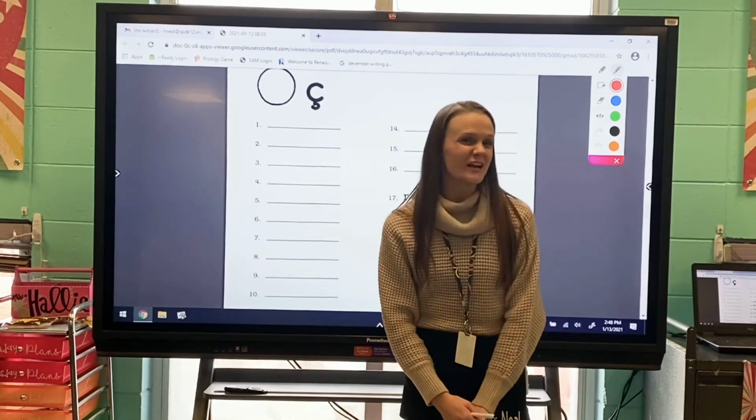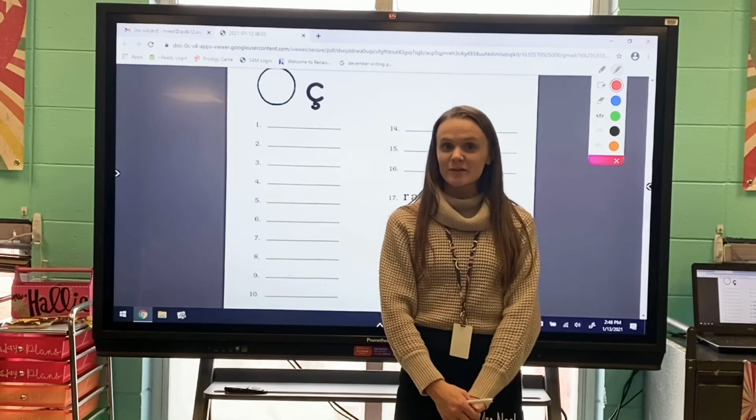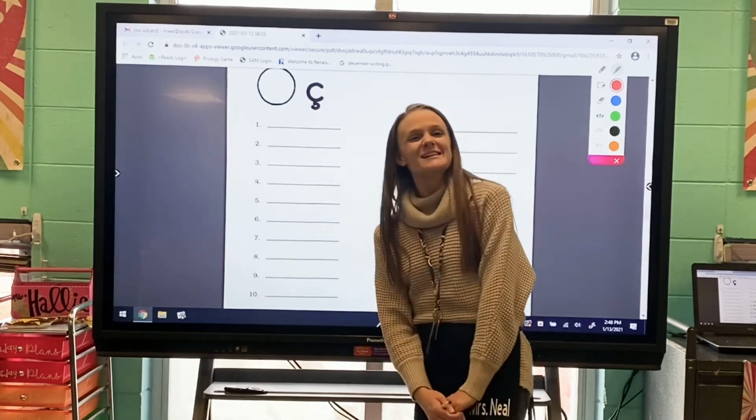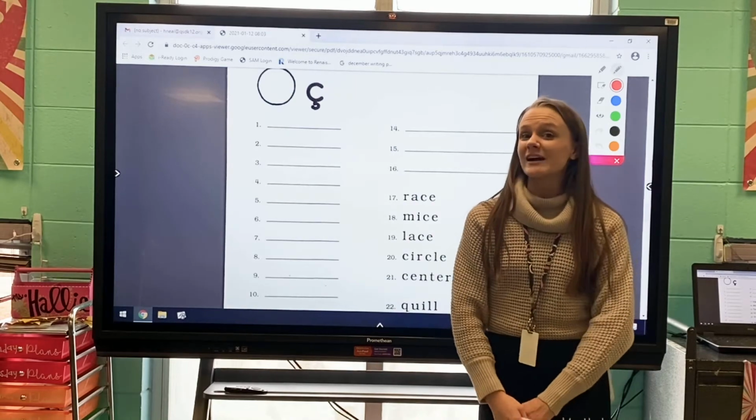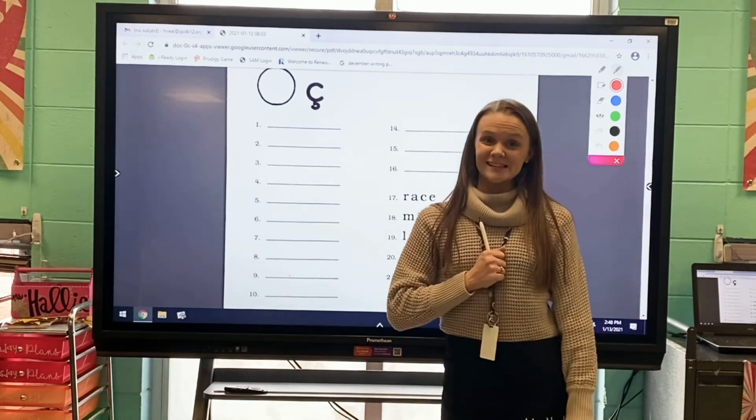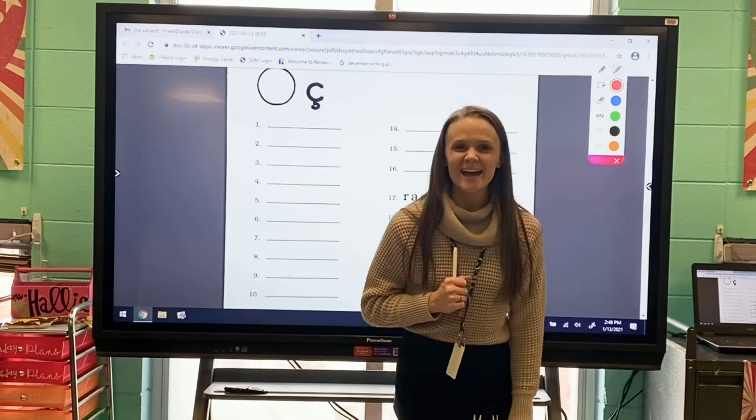We're going to jump straight on into our lesson today by practicing some of those letter sounds we've been learning. So Miss Neal's going to say a letter sound. We're going to write the letter or letters that make that sound. Starting with number 1. Here we go.